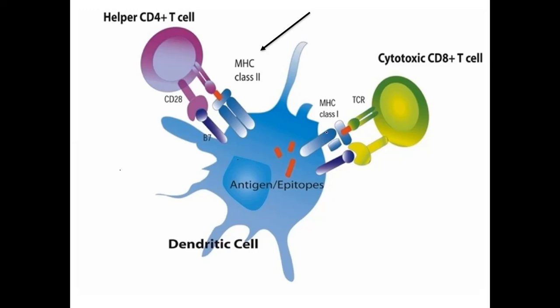If MHC class 1 is activated, then this will interact with the CD8 cytotoxic T lymphocyte, and thus the infected cell will be killed at once. Remember one thing: it all depends on the type of antigen which class of MHC molecule, either class 1 or class 2, will be activated.